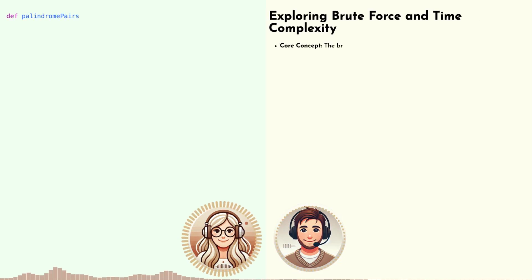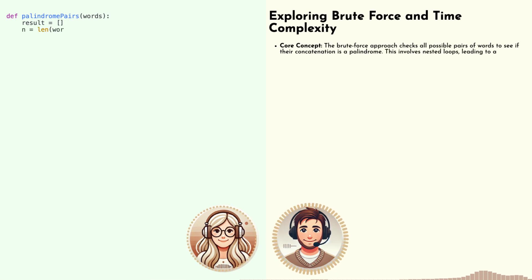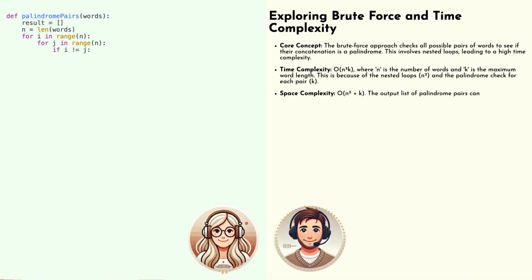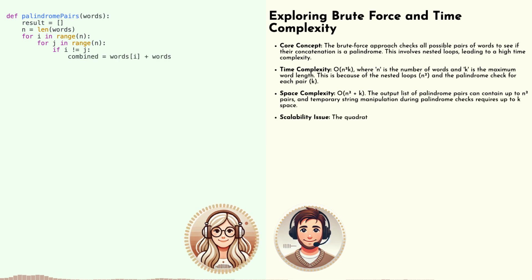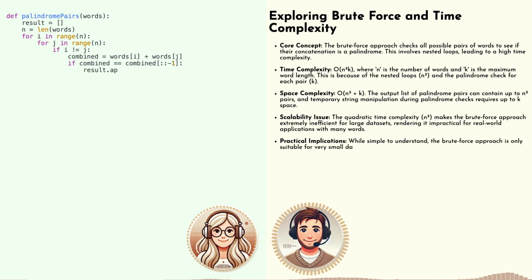Let's start with the simplest one, brute force. We always start with brute force. What does that look like for this problem? Imagine you're checking every single pair of words one by one to see if they form a palindrome. You pick a word, compare it with every other word in the list, combine them, and then check if the result is a palindrome. Sounds simple enough. I bet it's not the most elegant solution, though.